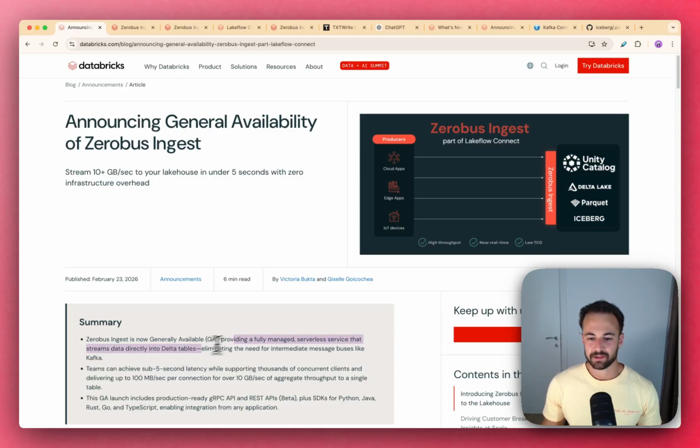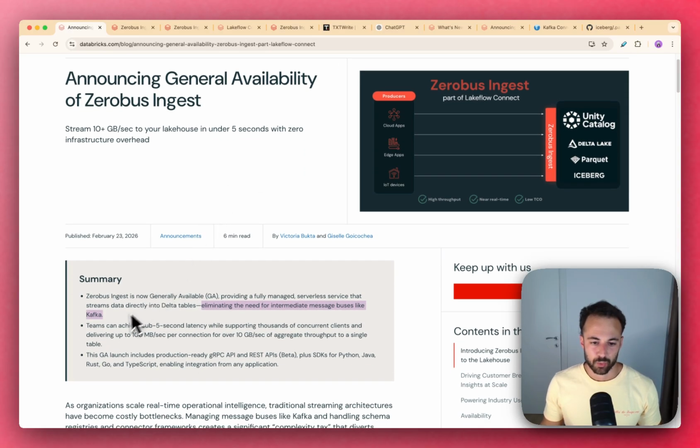Okay, so it eliminates the need for an intermediate message bus like Kafka only if you have a single sync target, which you shouldn't even be using Kafka for if that's your target to begin with. You should not necessarily need a Kafka topic for this. The Kafka topics are meant to be read by multiple syncs. That's how it works.